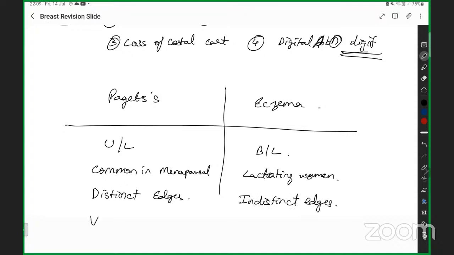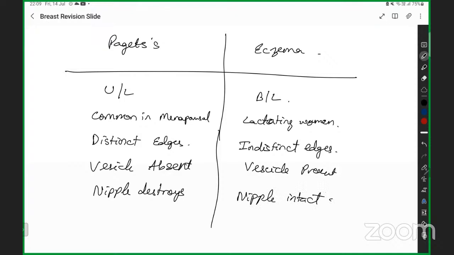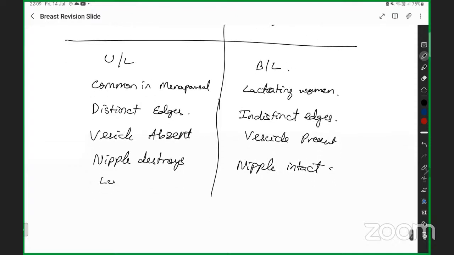And number 4, vesicles are absent in Paget's, there are no vesicles, whereas in eczema vesicles are present. And number 5, in Paget's your nipple is going to be destroyed, whereas in eczema your nipple is going to be intact. Number 6, in Paget's there will be an underlying lump present, whereas in eczema no underlying lump is present. So clear? With this, we are completing the entire topic of breast.